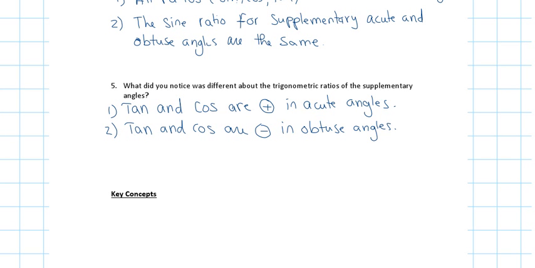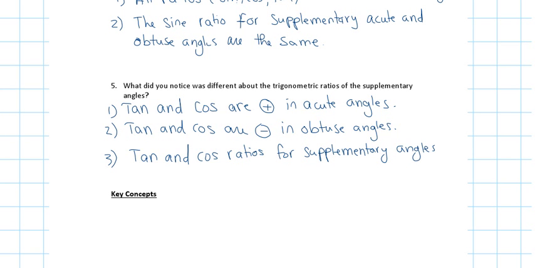So tan and cos ratios for supplementary angles are the same, only for the obtuse angles it is negative. Are we okay with this?